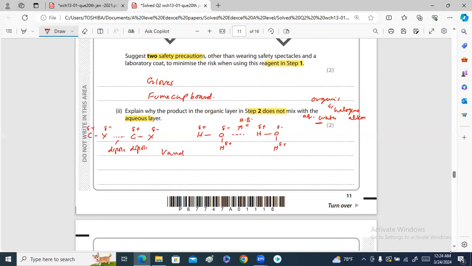So we can say that the van der Waals forces between halogenoalkanes are not strong enough to overcome the hydrogen bonding between water molecules.